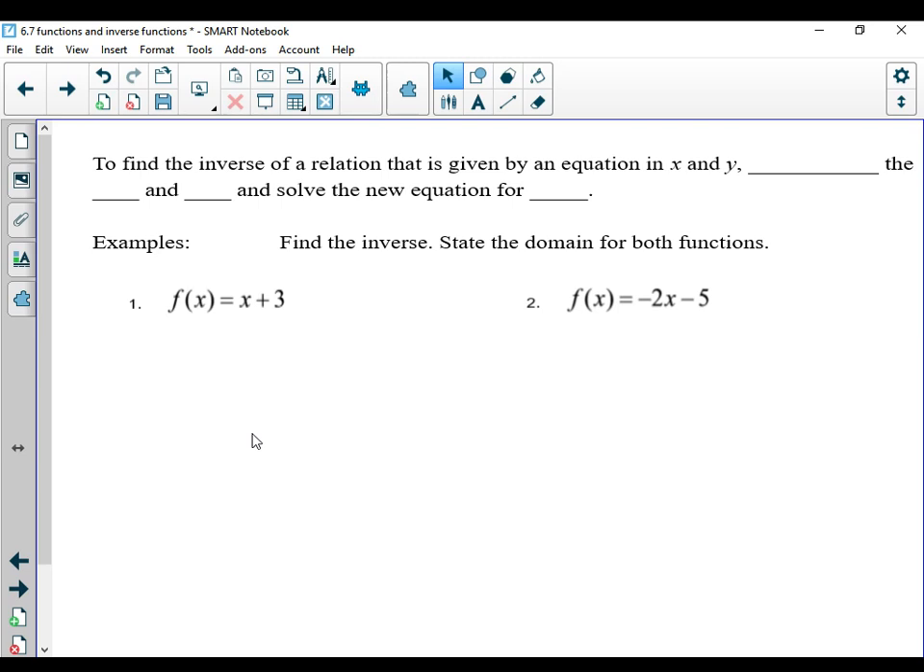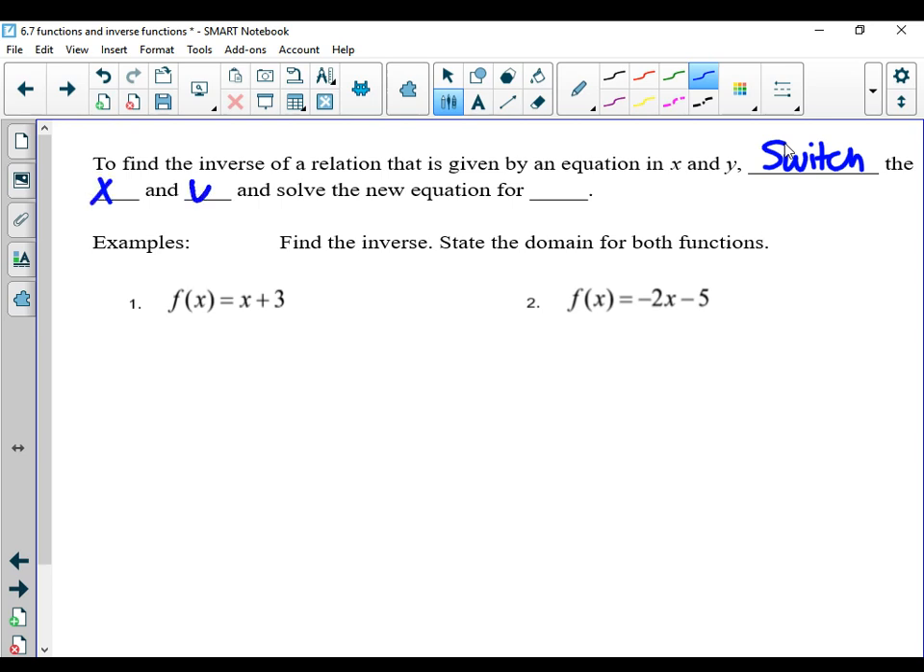So to find the inverse of a relation that is given by an equation in x and y, we are just going to switch the x and y and solve the new equation for y. For all of our inverse problems, our main thing first is to switch x and y and then solve for y. If it's an equation, we'll solve for y. If it's a table, we won't solve for anything. It's already done.